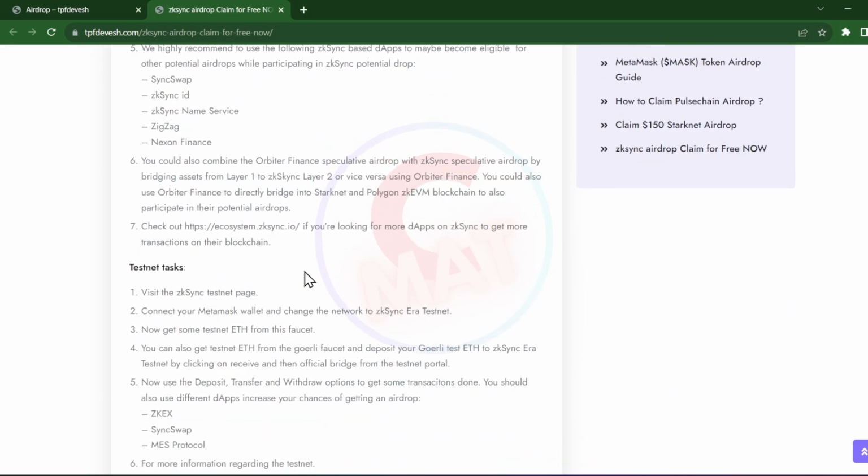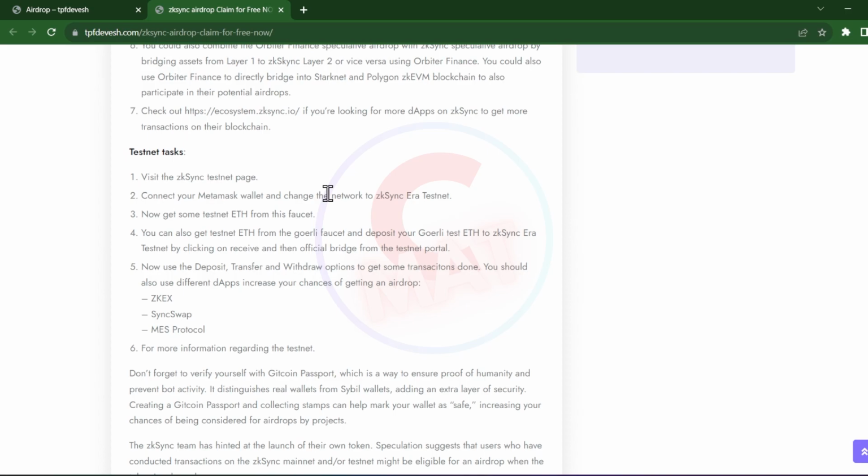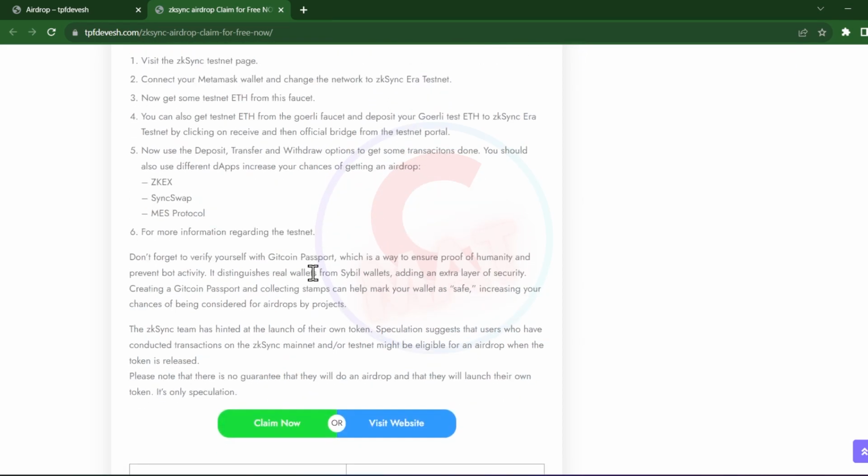And the testnet, how can you participate in the testnet? Visit the zkSync Era testnet page and connect your MetaMask wallet. All the steps are the same as for the mainnet. You have to go to the zkSync Era testnet page, connect your MetaMask wallet and start transactions with the testnet Ethereum, validating their transactions and their system.